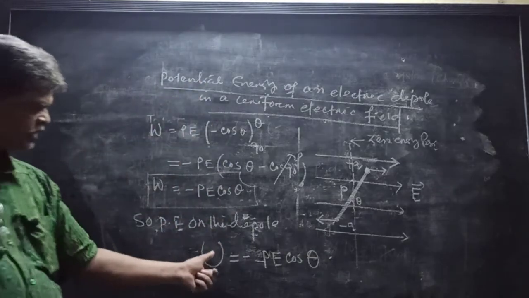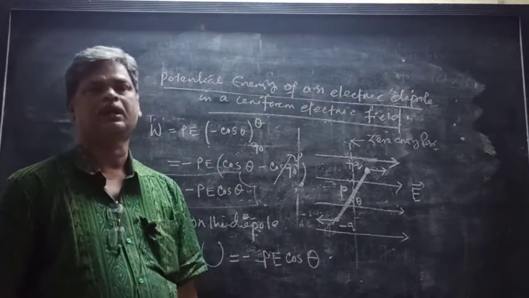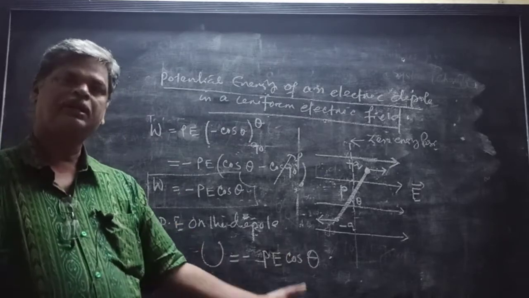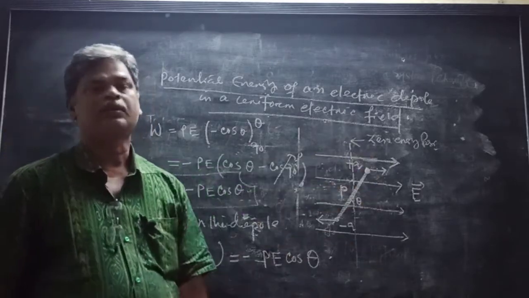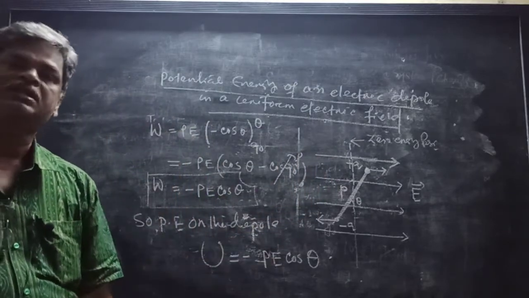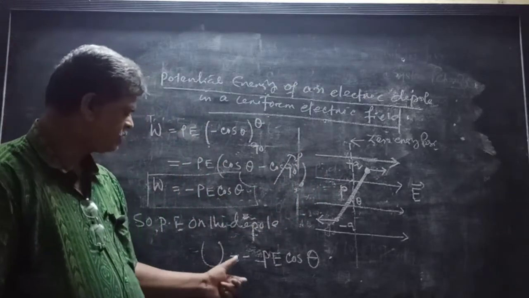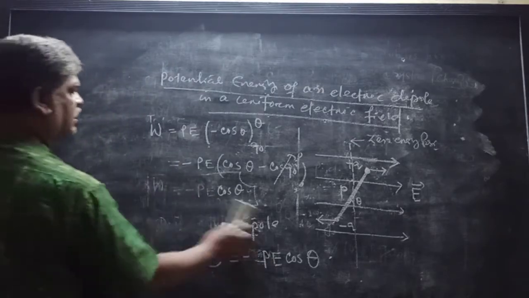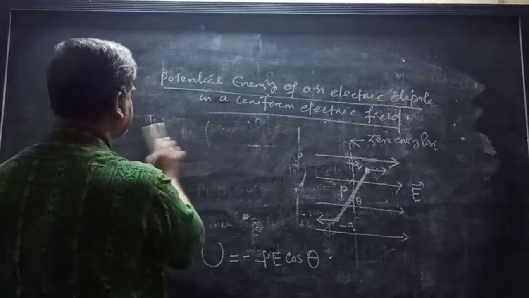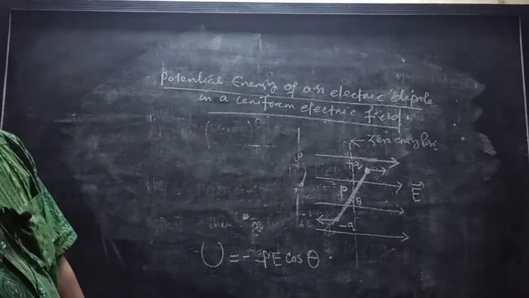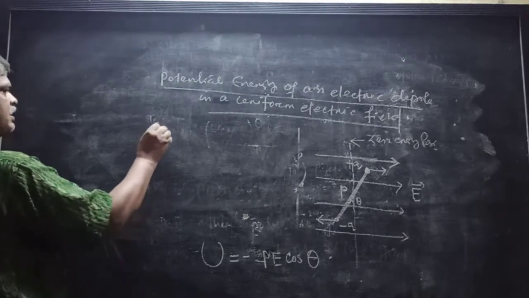U is equal to minus PE cos theta. Now see, when this is equal to 0, cos theta is 0, that is theta is 90 degree. When the dipole is placed at 90 degree, this is your zero energy position. So U is equal to minus PE cos theta is the potential energy on an electric dipole when it is placed in a uniform electric field. Now see the special cases.